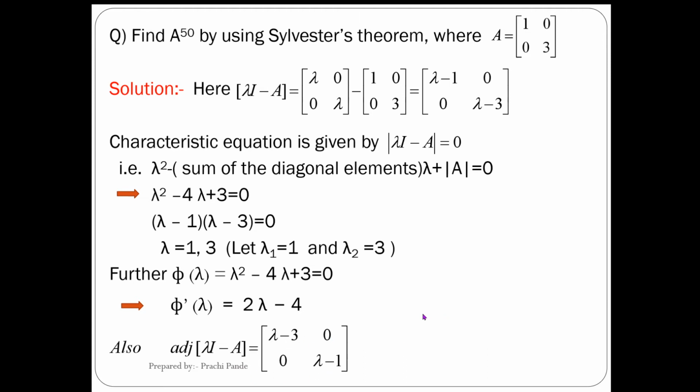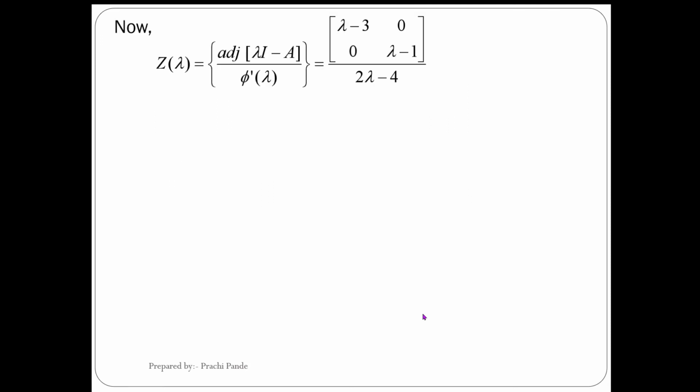lambda minus 1. Now define Z of lambda, which is adjoint of lambda I minus A upon phi dash of lambda. Substitute the values for adjoint and phi dash of lambda and we get the function [lambda minus 3, 0; 0, lambda minus 1] upon 2 lambda minus 4. Give it as equation number 1. Now whatever we have to verify or find is P of A. So let P of A be equal to A raised to power 50, which we want to evaluate.